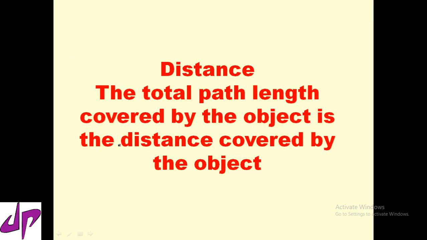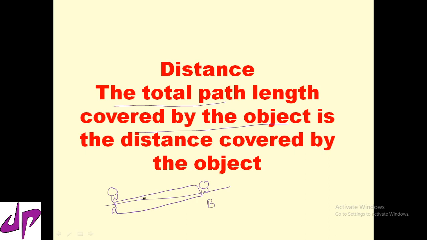So let us define distance. Distance is the total path length covered by the object. The total path length means suppose you started from here. This point is called A, and all the way you walk up to here and reach a point B. This total path length, bring a meter tape and measure from here to here. This is what we know as distance.